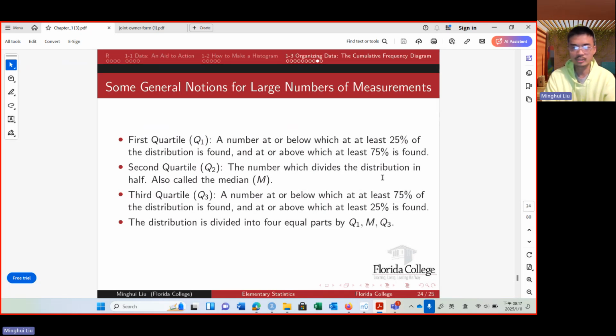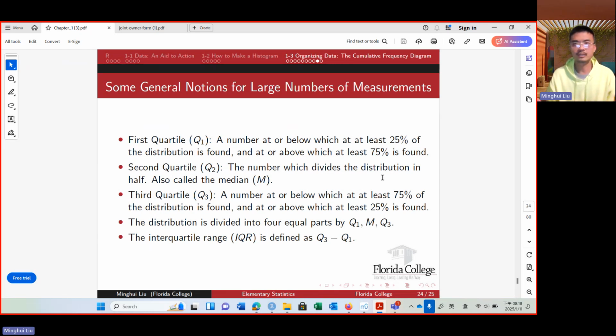The second quartile, which is the same thing as the median, and actually the median is a more common name, is where the number divides the distribution into 2 halves. The third quartile is where it divides between 75% and 25%. And these 3 numbers together will divide the distribution into 4 equal parts. The interquartile range, which measures the distance between Q3 and Q1, is denoted by IQR. Just use Q3 minus Q1.